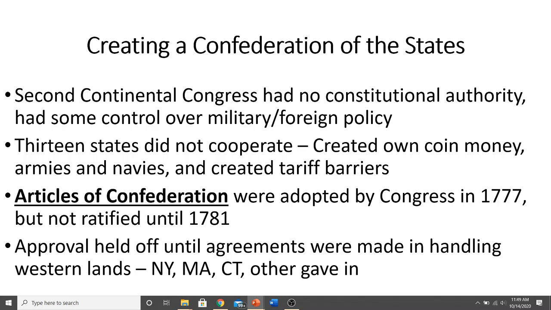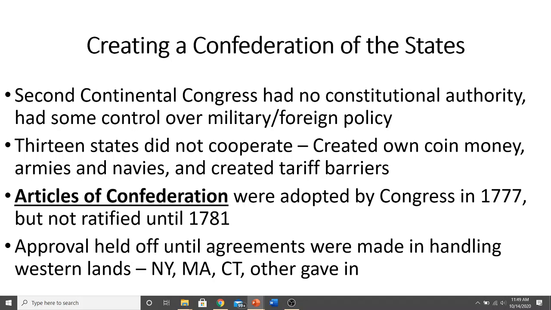So where did the Articles of Confederation come from? Well, the Second Continental Congress that met in 1775 declared independence in 1776. They had no real constitutional authority. They had some control over our military and foreign policy, but had no legal authority over the states. And since the states were not very kind to cooperate with each other during and even after the war, that led to some issues.